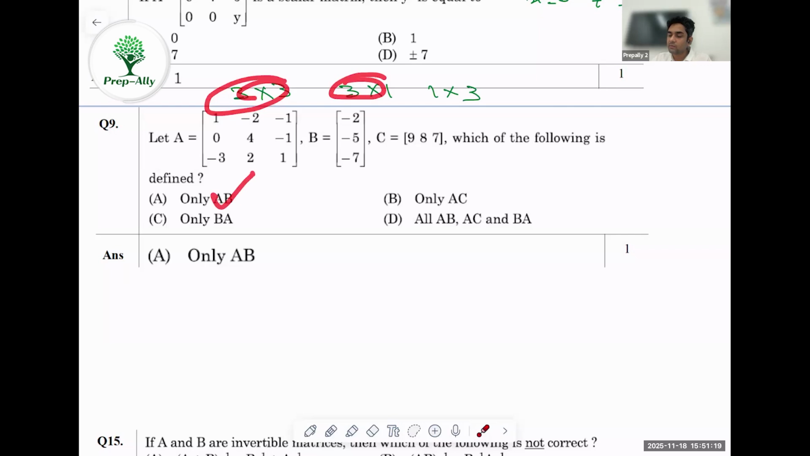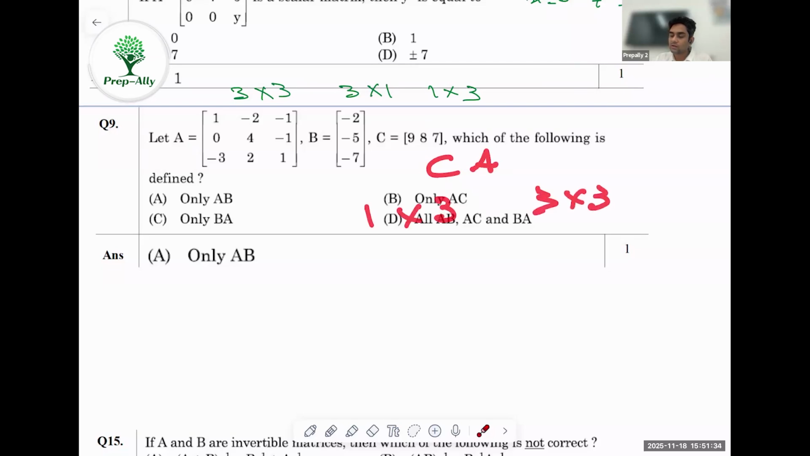So AB will be defined, but I cannot have AC because this column number and this row number should match. Similarly, I can have CA. Why? Because it's 1 cross 3 and I can have a 3 cross 3. That's okay, I can have CA. But among all the options, that is not there, so only AB. So ideally, AB and CA both will be there, but among the options, we'll directly get this.